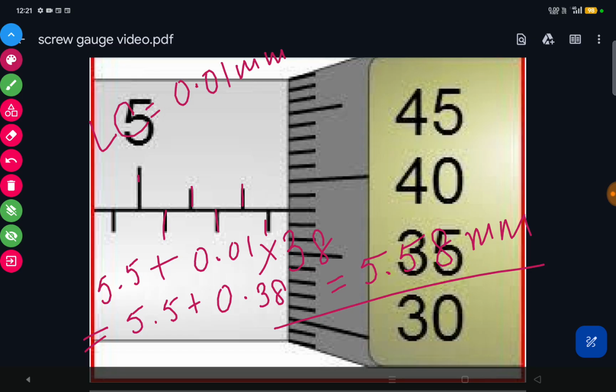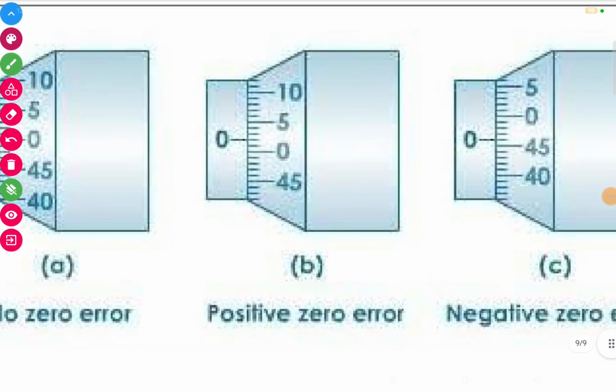What do you mean by no zero error? When the zero of the main scale baseline coincides with the circular scale zero, at that time there is no zero error. So the observation comes out to be 5.58. Now let's take an example of a case where there is a zero error, a positive zero error and a negative zero error. Okay, so here is a positive zero error.